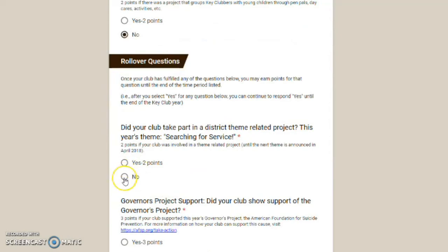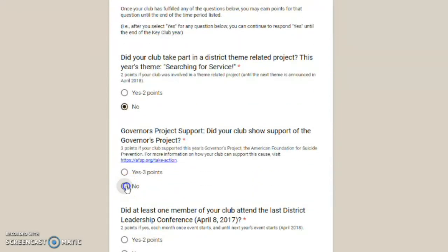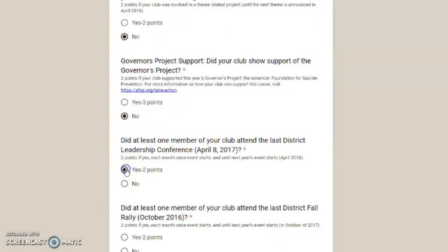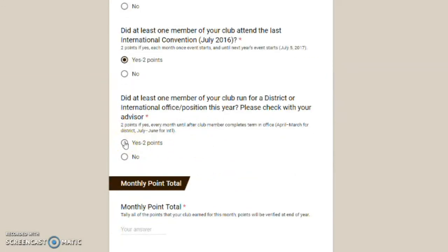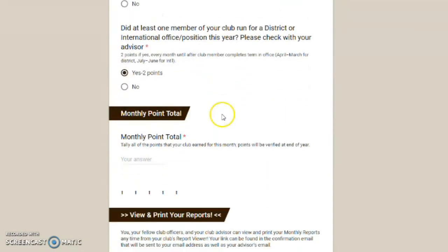So we had not incorporated the theme at this point, so I put no. We did not incorporate the governor's project, so I put no. We had people attend the leadership conference, we had people attend fall rally, and we had people attend icon. So again, attending those district events gets you more points, and it also lets your key club become stronger and more self-sufficient, and just overall a higher achieving key club, which is what we all want. So another easy one, just having one person represent your club and run for office, which, let me tell you, it's really fun being on the district board.